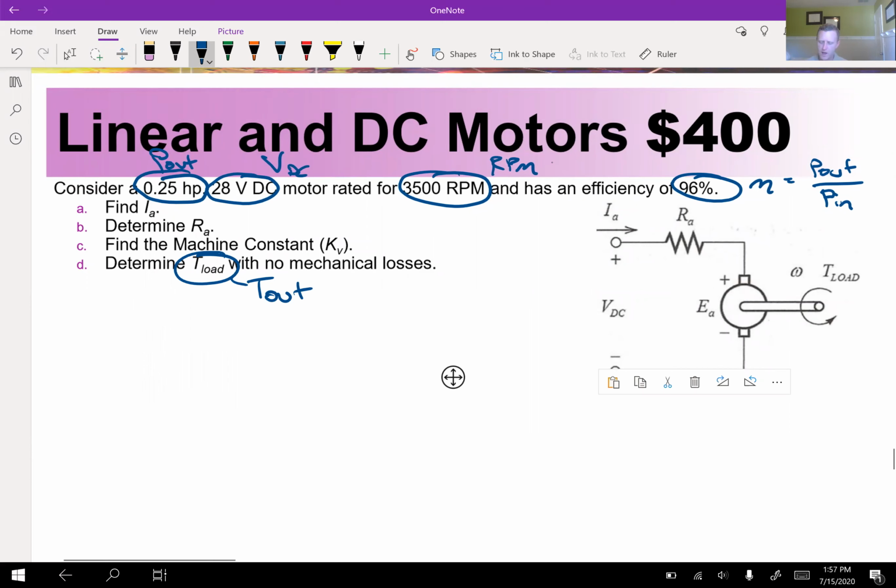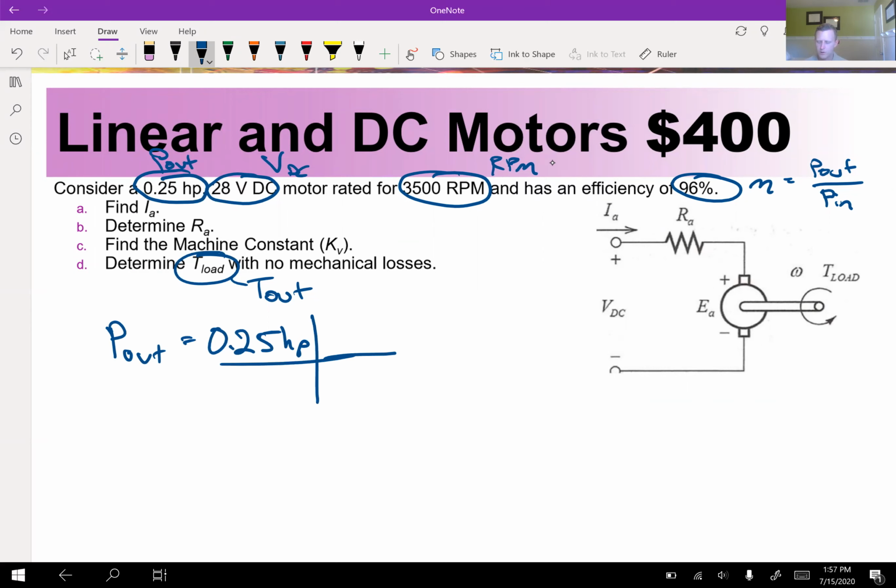So if I'm going to find I, the first step is, and it's always a safe bet, if I have a power in horsepower, then it's worth putting into watts. So 1 horsepower is 746 watts. And that's because everything that we're doing is all of this electrical stuff. 186.5 watts.